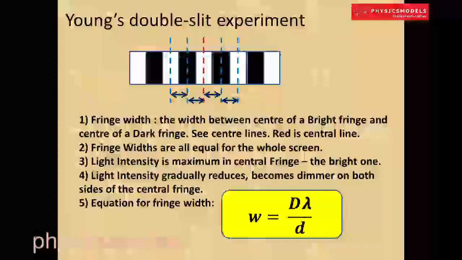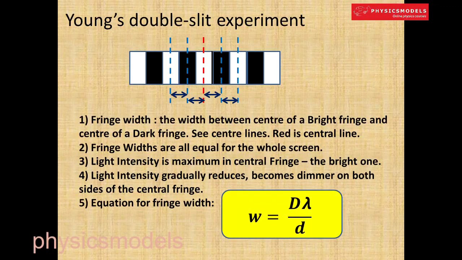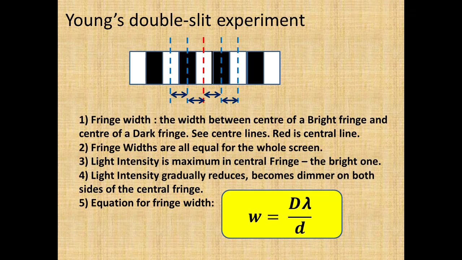In this slide, there is an alternative definition of the fringe width, which is between the center of the bright fringe and the center of the dark fringe. So the fringe width can also be measured like this. Fringe widths would be equal, of course, for the whole screen. That's why there is one formula for the fringe width, which is given here, which is W is equal to capital D into lambda divided by small d. So let's go to the solution now.